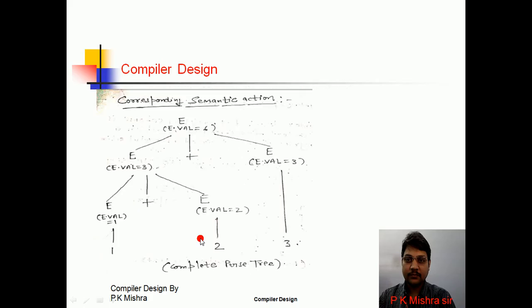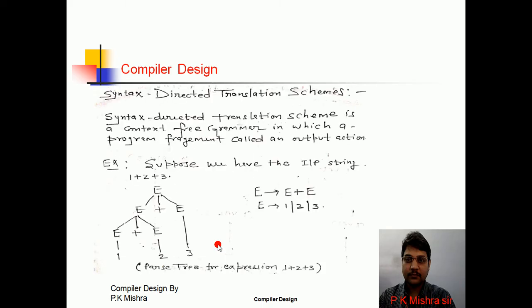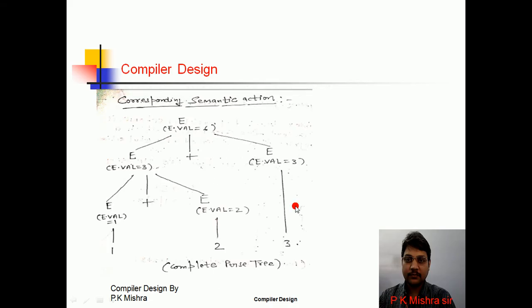Now see the corresponding semantic action, E dot value. Here in place of E we are writing 1, meaning E dot value of this node equals 1. Here E gives 2. Why? Because this is written in the grammar: E gives 1, E gives 2, and E gives 3. In place of E we are writing 2, so the value of this node is 2, and the way of writing is E dot value equal to 2. In place of E we are writing 3, so what is the way of writing?